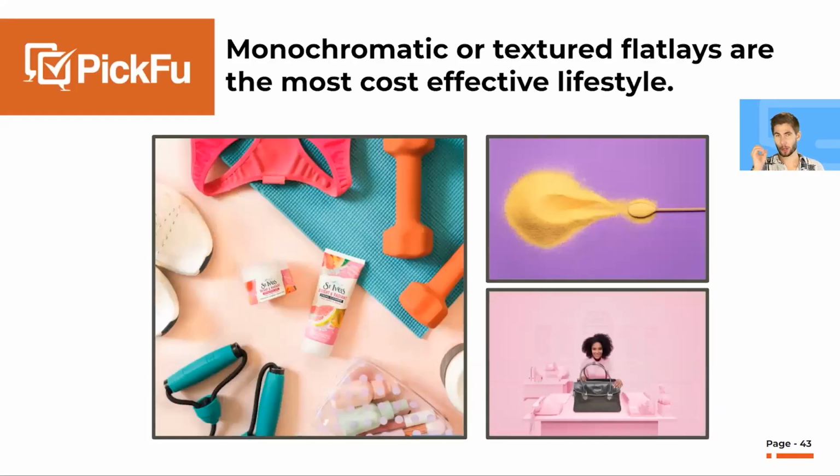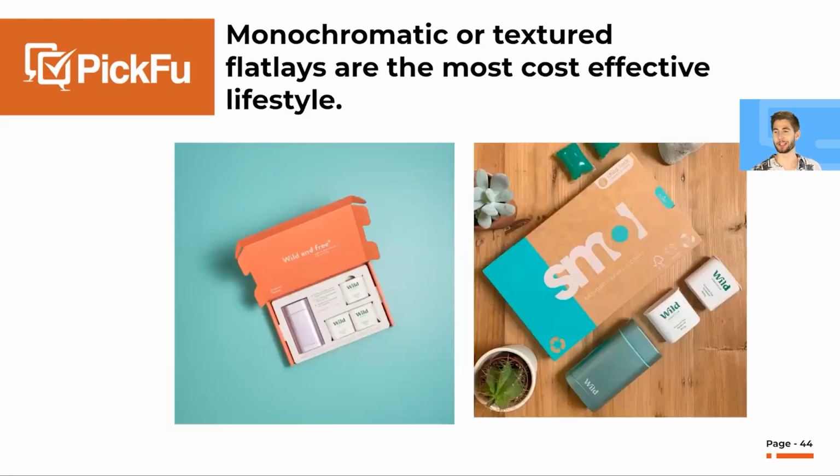Lifestyle images. If you're working on a budget, a monochromatic lifestyle or a textured flat lay is probably one of the most cost-effective and one of the most beautiful things that you can do. So all you're going to do is you're just going to get a monochromatic. Monochromatic just means one color. You're going to drop it down onto an environment. You're going to put some relevant props in. So these are all really good examples.